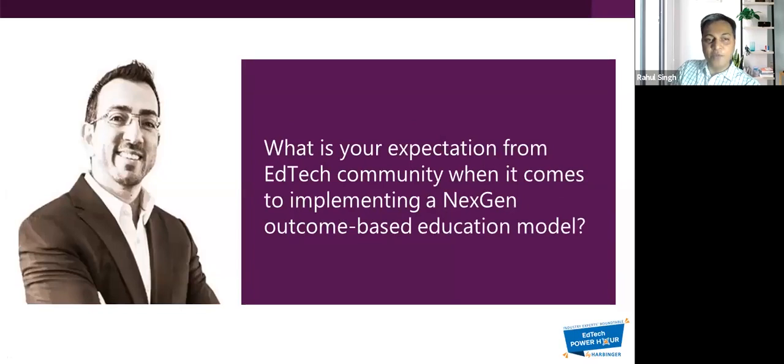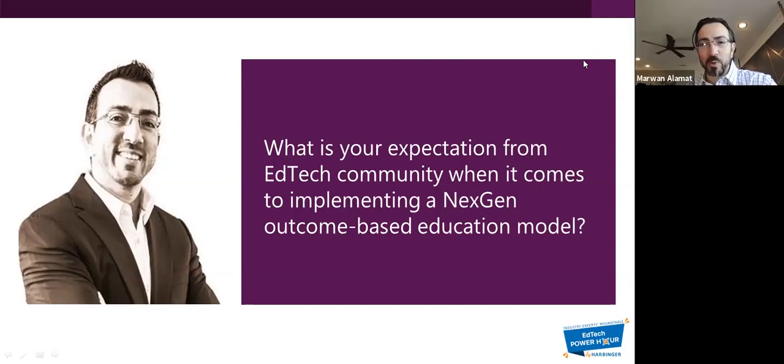And moving ahead, Marwan, you might have laid out some of the expectations, but I'll still take this opportunity to ask this question: what is your expectation as a higher education leader from the EdTech community when it comes to implementing a next-gen outcome-based education model, which will prepare the students for the future workplace? How much time do we have, Rahul?